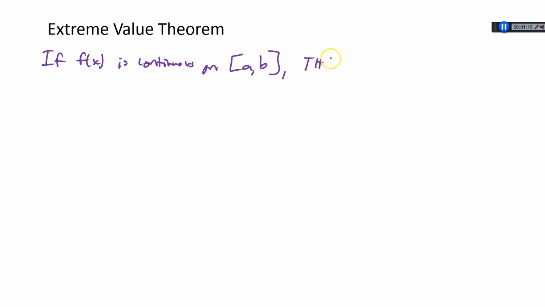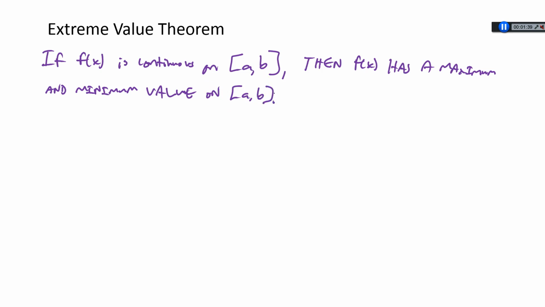All right, so extreme value theorem. Let's just write it out and then we'll unpack it a little bit. The extreme value theorem says that if f of x is continuous on closed interval [a, b], it's important that it's closed, then f of x has a maximum and minimum value on closed [a, b].